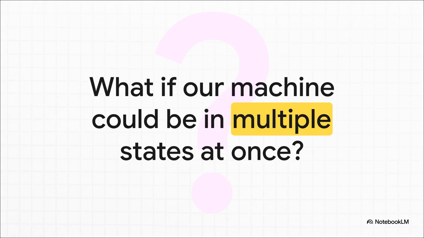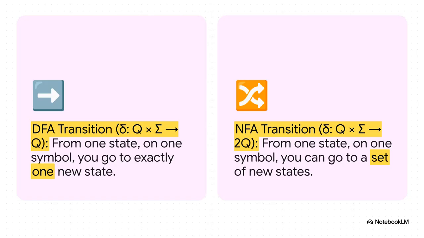Like it could explore multiple paths all at once, as if it sent out little clones of itself to check every possible route simultaneously. This idea is called non-determinism. And you can see the difference right here in the formal rules. For our old machine, the DFA, a transition gives you exactly one next state, no choice. But for this new one, the NFA, a single input can lead to a whole set of possible next states. It's like it gets to explore a bunch of parallel universes with every single step.